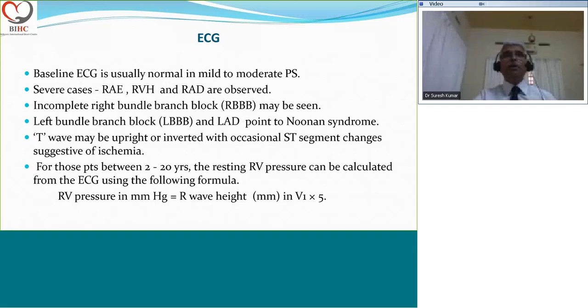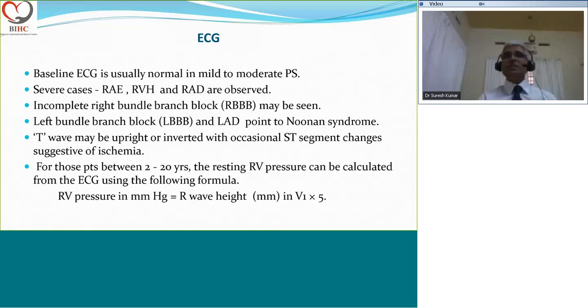And you must also know that it is possible to predict the right ventricular pressure. This is best in children aged from 2 to 20 years, and you can calculate this by multiplying the height of R wave in V1 by 5. R wave height in V1 times 5 gives you the RV pressure in millimeters of mercury, the RV systolic pressure.